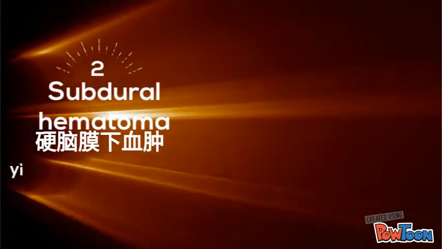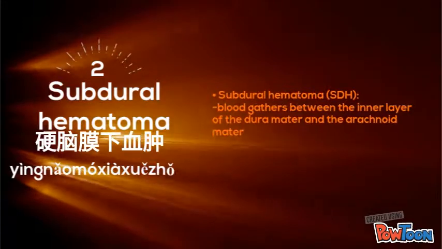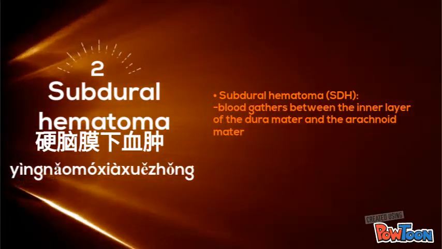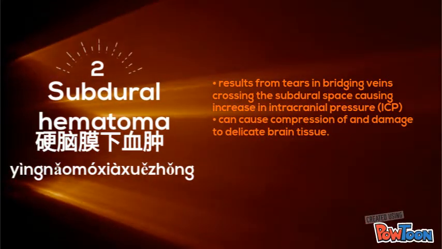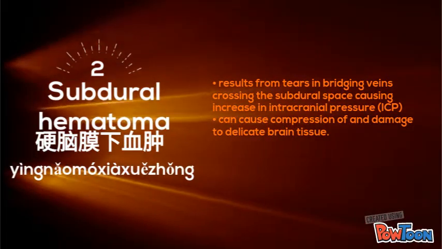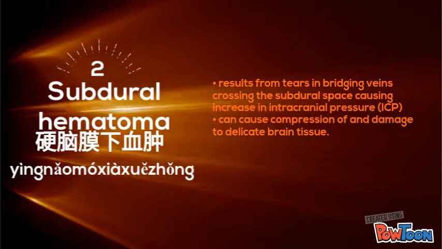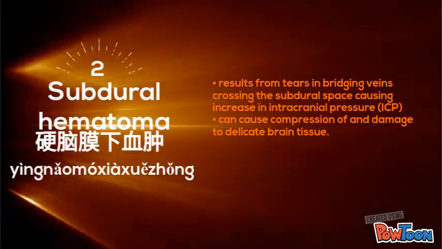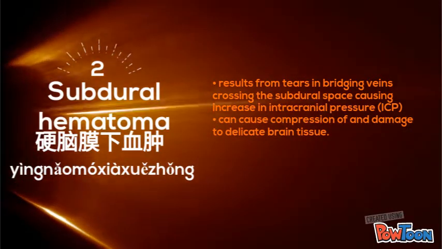Subdural hematoma, 硬脑膜下血肿. So blood gathers between the inner layer of the dura mater and the arachnoid mater, usually resulting from tears in bridging veins which cross the subdural space. Subdural hemorrhages may cause an increase in ICP, which can cause compression of and damage to delicate brain tissue.